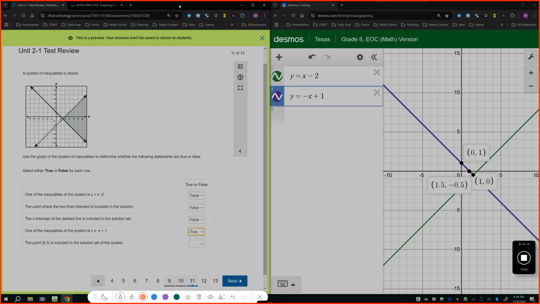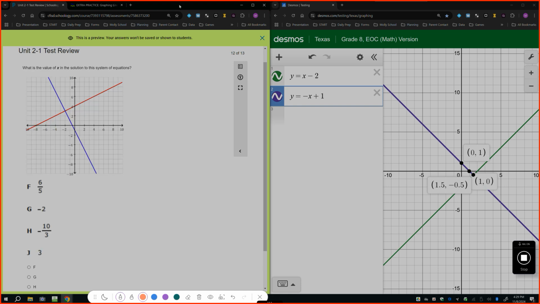I like that one. The point (6, 3) is included in the solution set of the system. Okay, so let's take a look. If I go over 6 up 3, that is definitely in the double shaded area. It's in my shaded region. So that one is going to be true also. Okay, I apologize in advance if I did anything wrong on this one. Sorry.